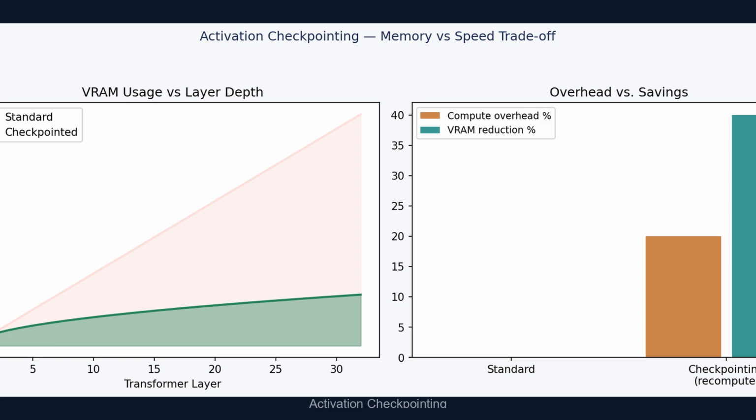The bar chart on the right quantifies the cost. Some compute overhead is added, but the VRAM reduction is substantially larger. For deep models, which is exactly what you're fine-tuning, this trade-off becomes increasingly favorable as layer count grows. The deeper the model, the more activations accumulate and the more checkpointing saves relative to what it costs.